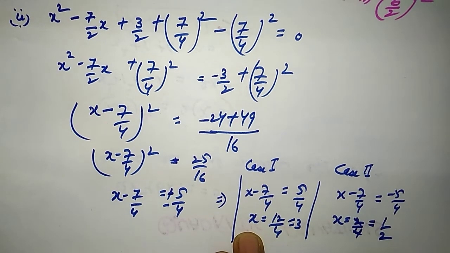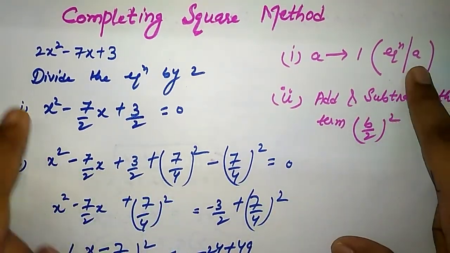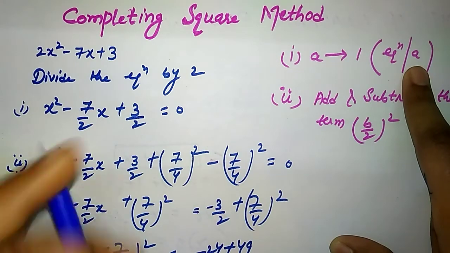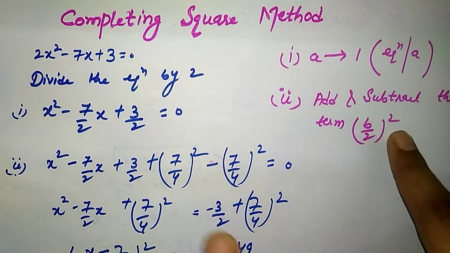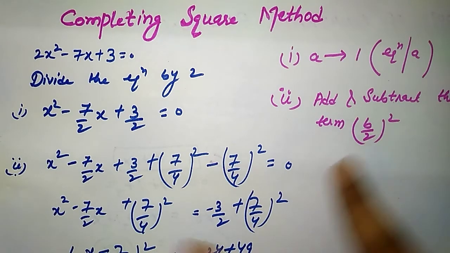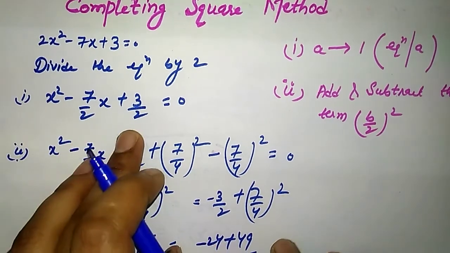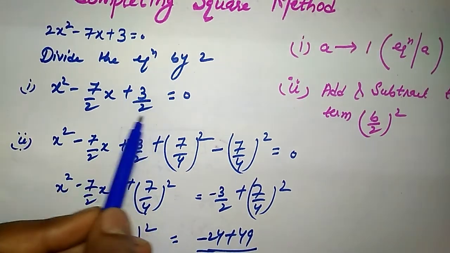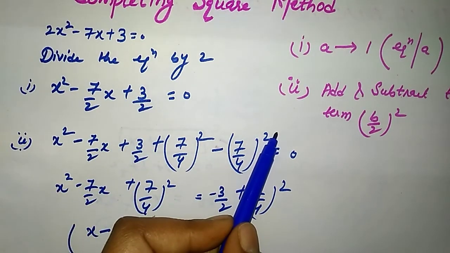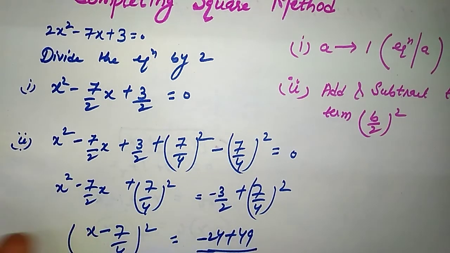Always remember these two steps: first, divide the whole equation by a. Other is to add and subtract b by 2 whole square on both sides. Clear? In this you can also initially shift the 3 by 2 term to the right side, and then do the other steps. It will help you. So this is all about the completing square method.